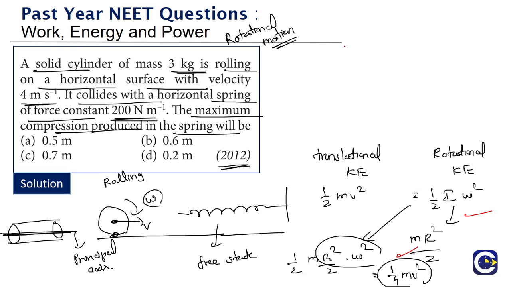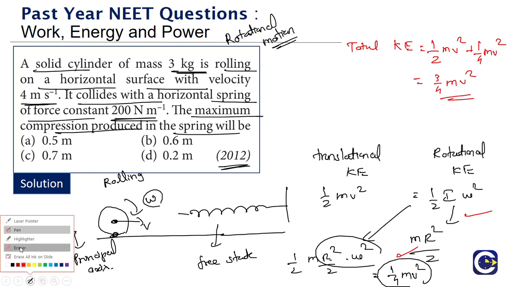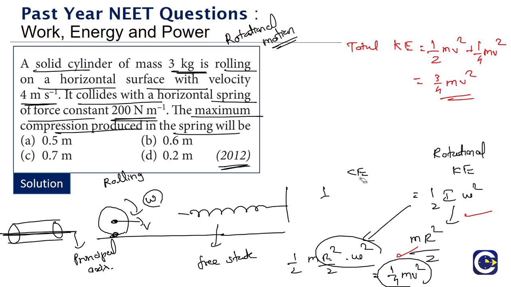So here the total kinetic energy will be half mv square translational plus 1 by 4 mv square rotational. Totally, it is 3 by 4 mv square. So this is the kinetic energy of the solid cylinder as it is rolling and coming towards the spring.